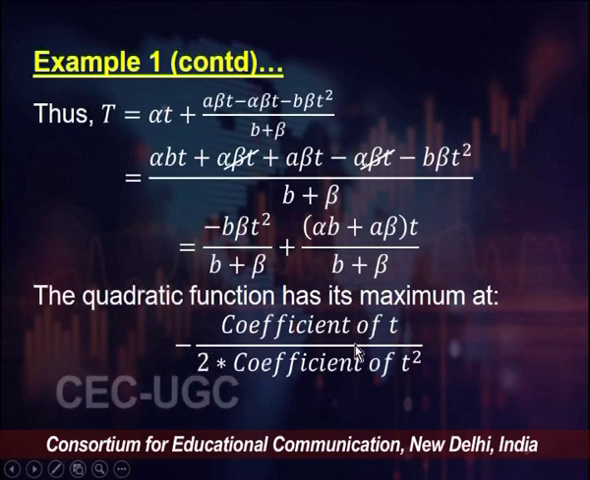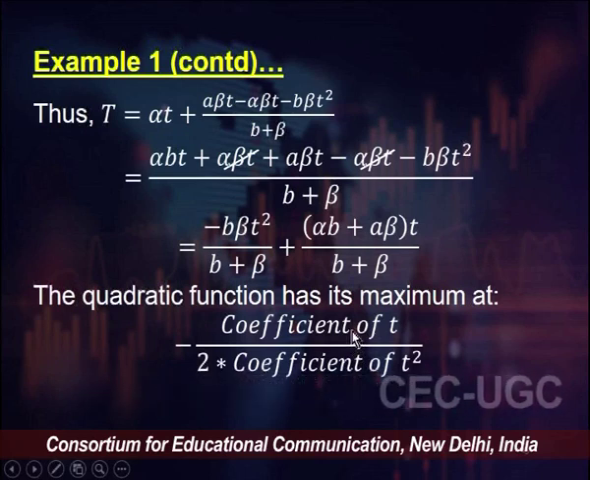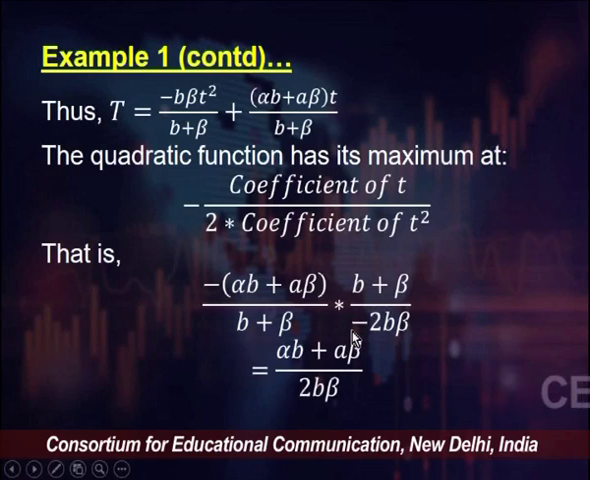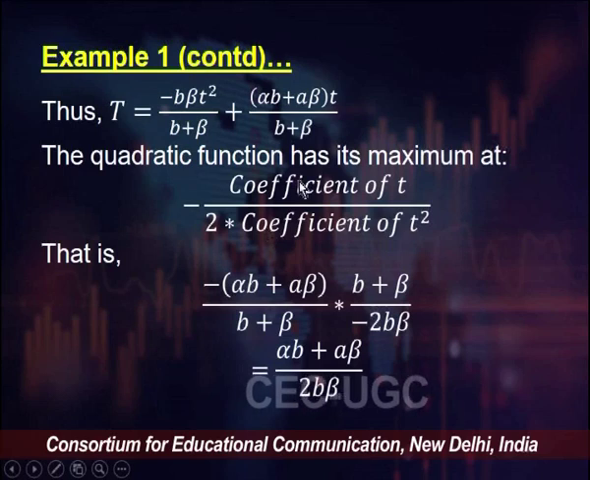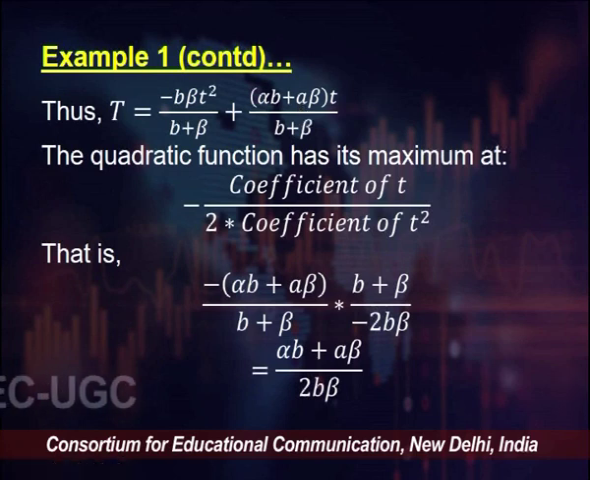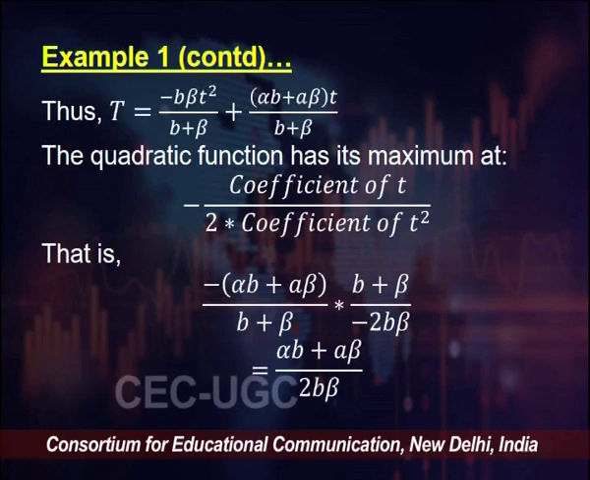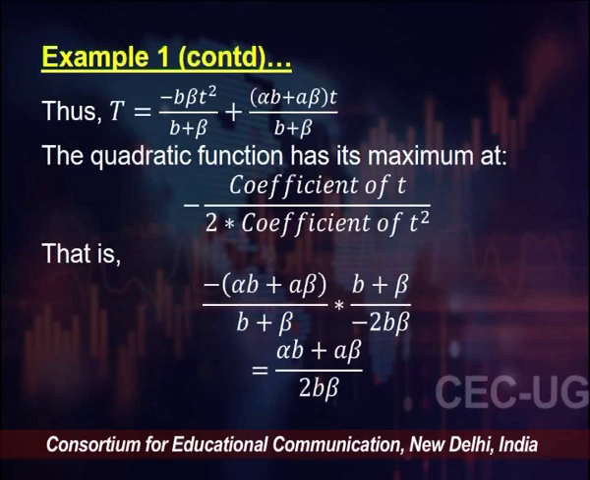So minus the coefficient of t divided by 2 times the coefficient of t squared, and let's see what that turns out to be. So, the coefficient of t here is, and because we have a minus in front, it will be minus alpha b plus a times beta, divided by b plus beta, and that has to be divided by 2 times the coefficient of t squared.